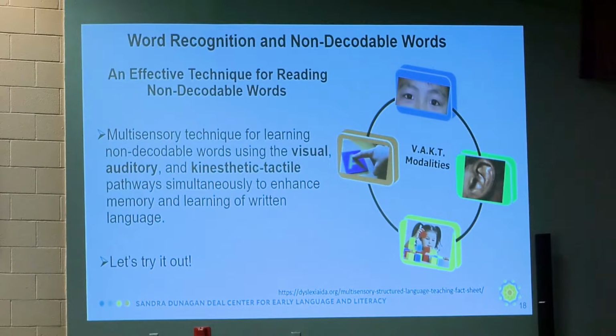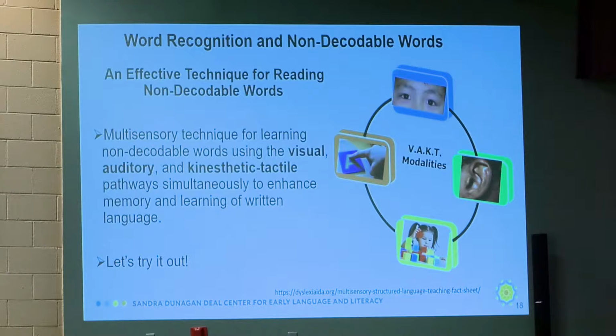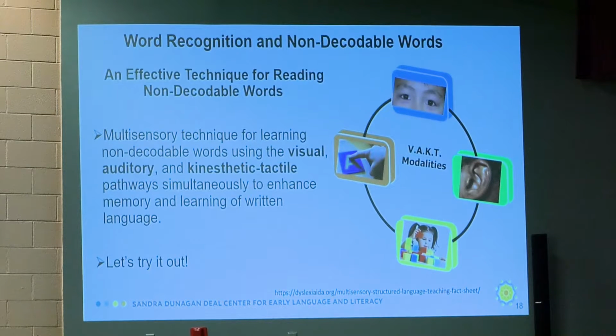This strategy is a technique for teaching those types of non-decodable words, and it focuses on applying the visual, auditory, kinesthetic, and tactile components to learning the new words. We combine all of these abilities together to help that word be transformed into our students' long-term memory, by really engaging them in the word using what we call the VAKT modalities.